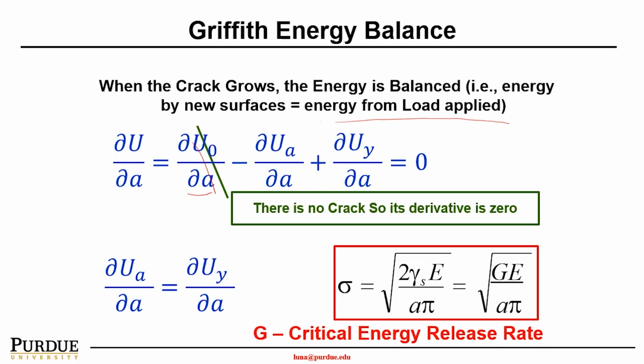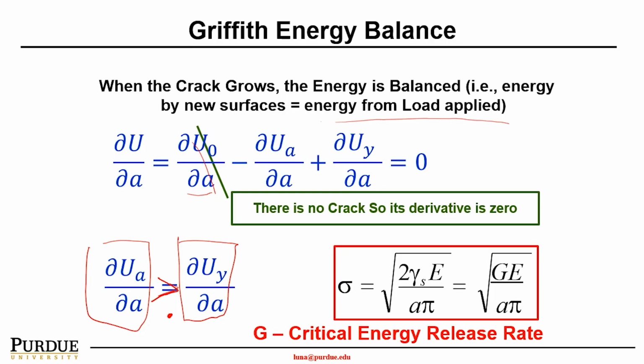So as such, the derivative of U_A over the crack size A equals the derivative of U_Y over A. That means the potential energy released by the crack growth should be equal to the increase of the surface energy. When this is balanced, that means it's stable. However, if this is bigger than the surface energy, it becomes very unstable. So that point is the critical energy point.